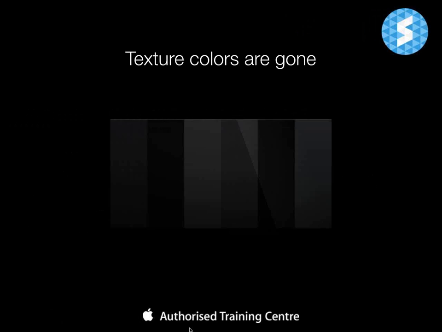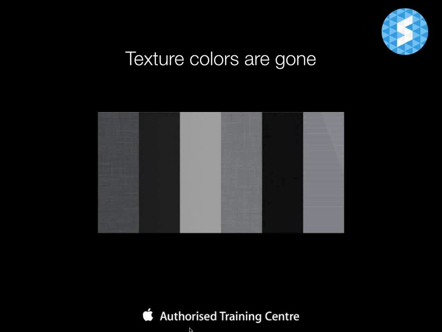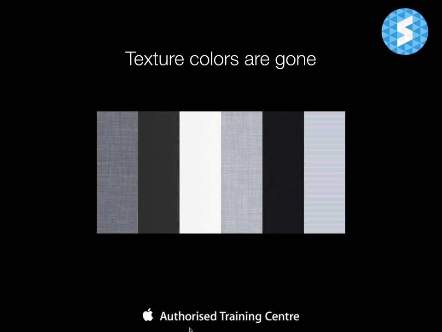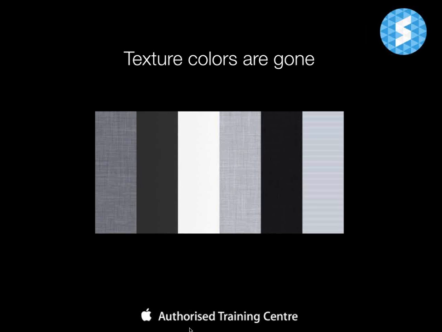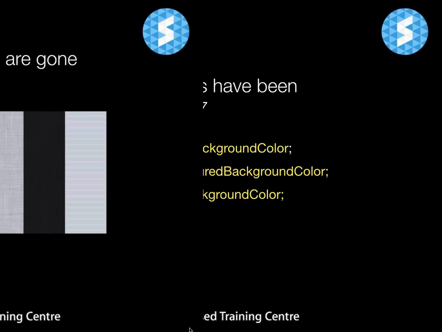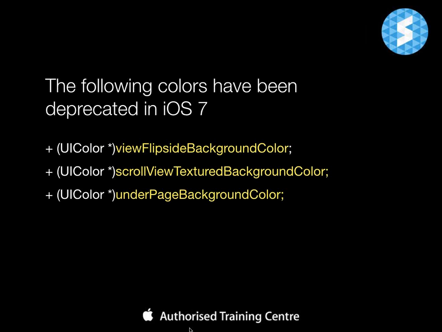Now what about this? The texture colors are gone. You might have seen these texture colors in iOS 6 a lot, right from when you register the device for the first time. But right now, these are the methods that were behind this, and these methods are deprecated. So you no longer use them. viewFlipsideBackgroundColor is deprecated. scrollViewTexturedBackgroundColor is deprecated. Even underPageBackgroundColor is deprecated. So these are the methods with respect to the texture colors being deprecated in iOS 7.